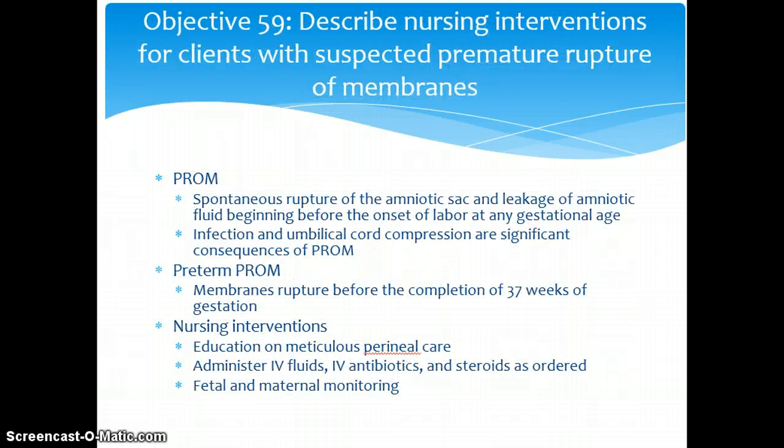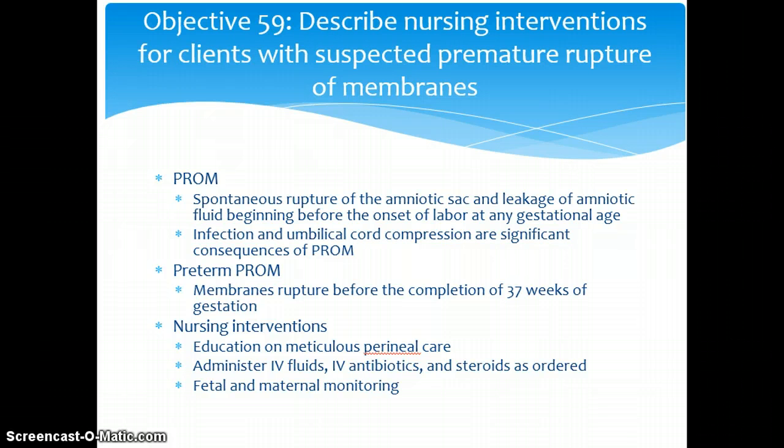Premature rupture of membranes, this is on pages 496 and 497. These pages are in chapter 19, right after the preterm labor information. With premature rupture of membranes, there's a spontaneous rupture of the amniotic sac and the leakage of the amniotic fluid beginning before the onset of labor at any gestational age. Infection and umbilical cord compression are significant consequences of prolonged rupture of membranes to the fetus.